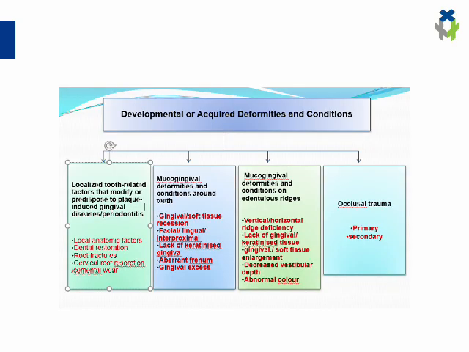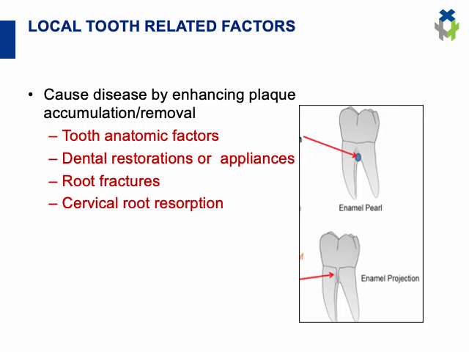Developmental or acquired deformities and conditions. Under that, localized tooth-related factors that modify or predispose to plaque-induced gingival diseases and periodontitis are observed. Mucogingival deformities and conditions around teeth are seen. Mucogingival deformities and conditions on edentulous ridges are seen. And finally, the occlusal trauma, which can be further subclassified into primary and secondary in nature.